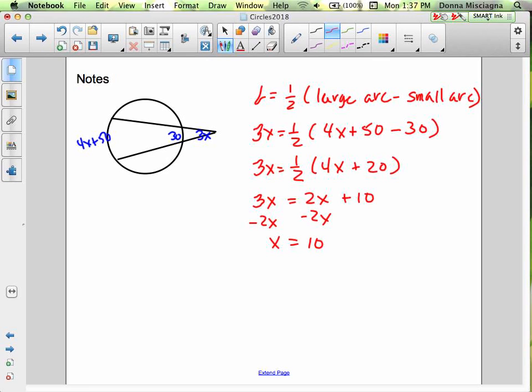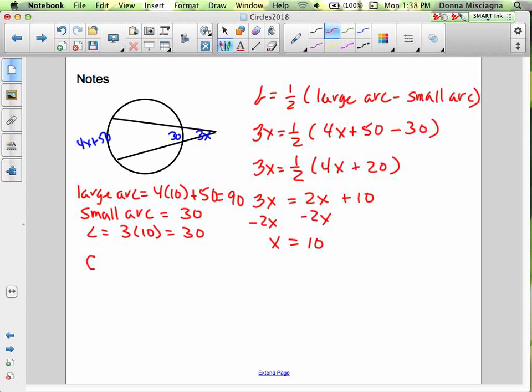All right, so now let's check this one. Let's find the arc measures. So large arc is 4 times 10 plus 50. That's 40 plus 50, or 90. The small arc is known, that's 30. And the angle is 3 times 10, or 30. All right, let's check. And here's the check. Really should use 2 different colors, huh? Looks like a sea of red.